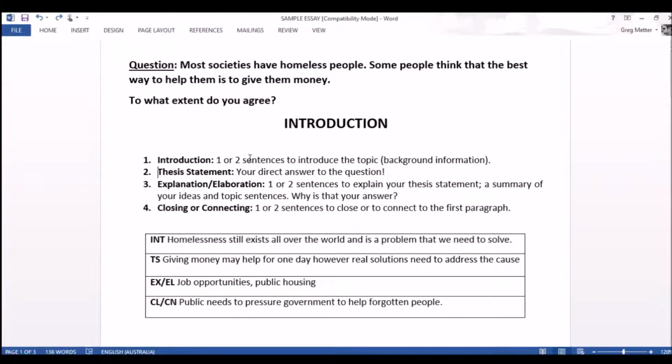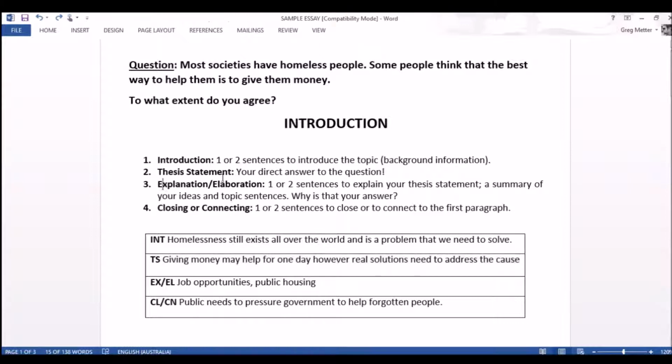Now, next is your thesis statement. Direct answer to the question. The question is, to what extent do you agree that giving money to homeless people is the best way to help them? I've said, giving money may help for one day. However, real solutions need to address the cause of homelessness. That's my answer to the question. I was asked in this question, do I think that giving money to the homeless is the best way to help them? Now I've said here, giving money may help for one day, however real solutions need to address the cause. In other words, no, it is not the best way to help them because it doesn't address the cause, it's not a real solution.